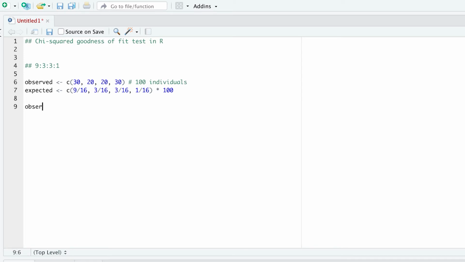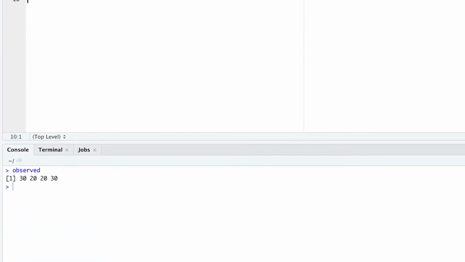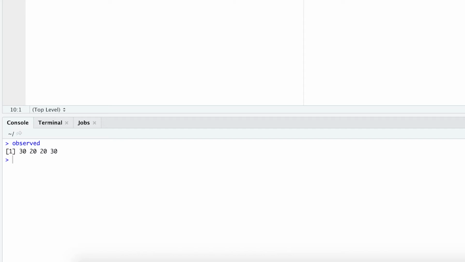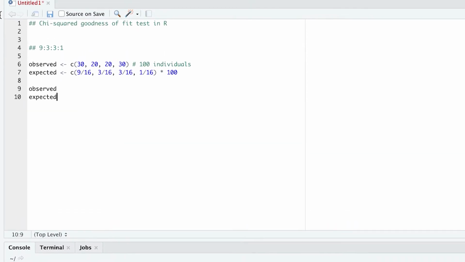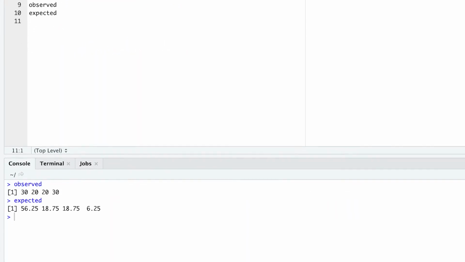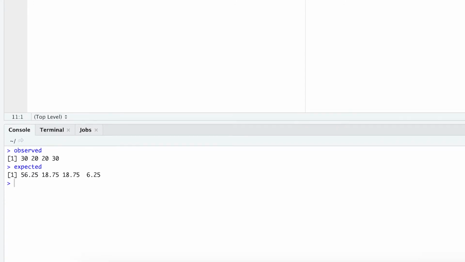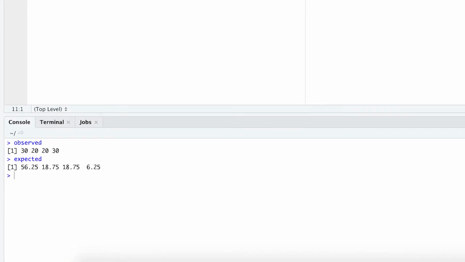And so our observed is 30, 20, 20, and 30, which adds up to 100. And our expected is 56.25, 18.75, 18.75, and 6.25, which add up to 100.